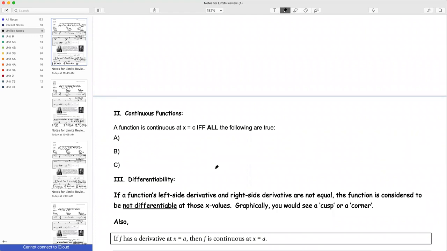A function is continuous at a point if and only if all the following are true. Zach, what's the first thing?